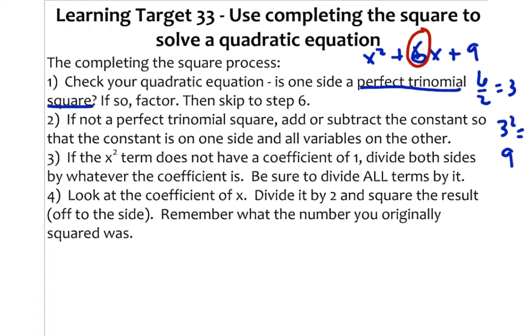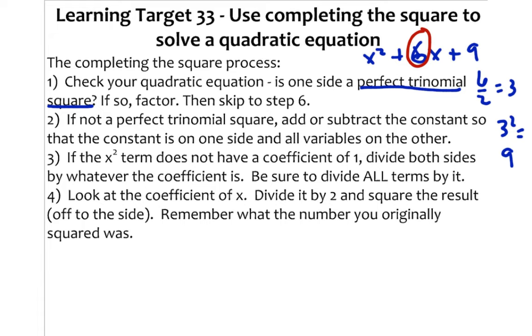If it is, you can factor it and skip on to step 6. If it's not, you need to go through the full process. First thing you'll do then is add or subtract your constants. So the constants on one side, variables on the other.